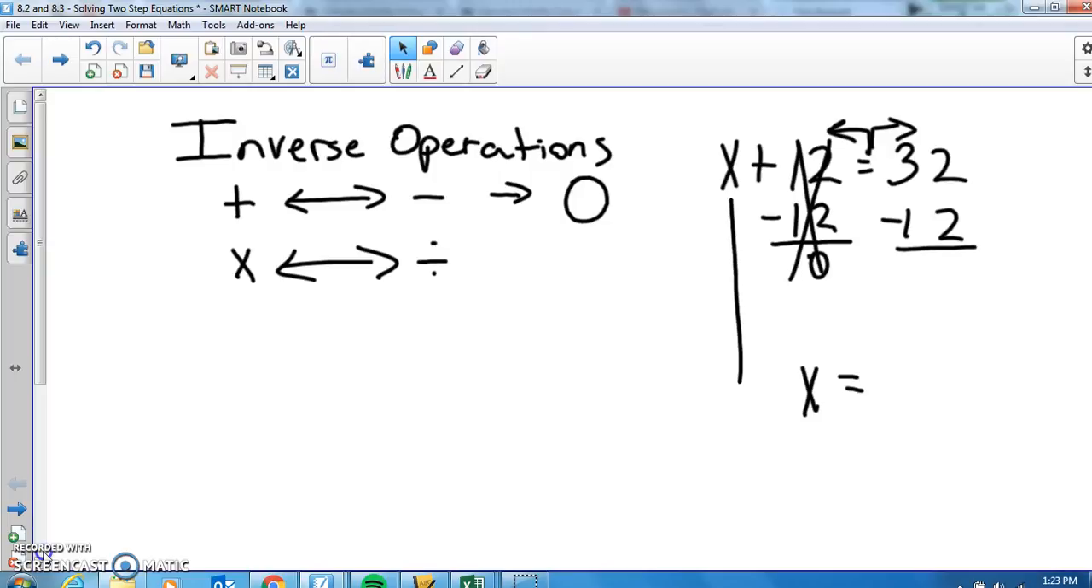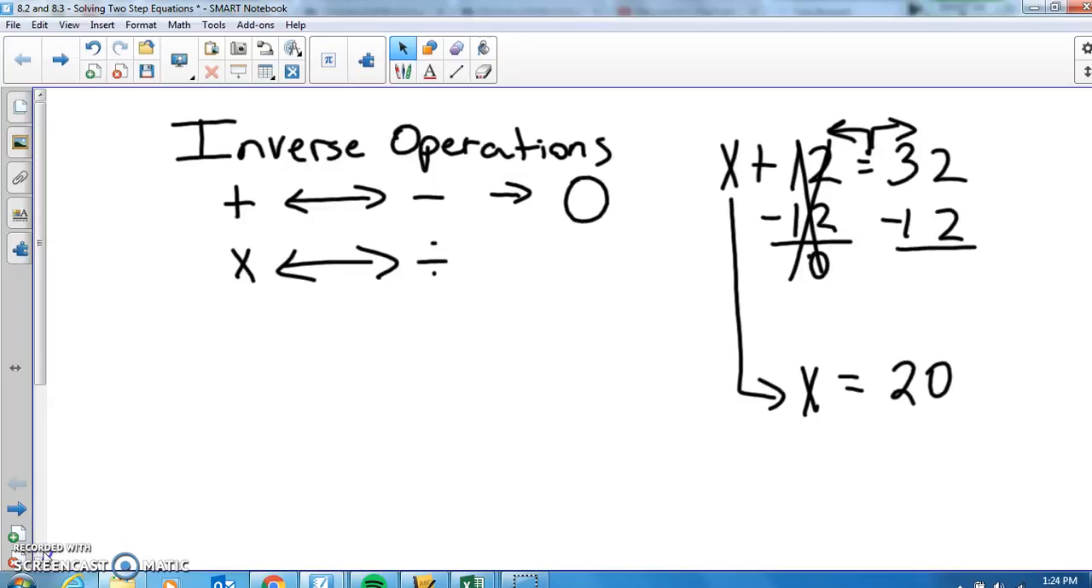So what I do is bring down the x. I'm going to keep my equal sign somewhat lined up, just for organizational purposes. Now I subtract 32 minus 12, and that gives you 20. So my value for x is x equals 20.